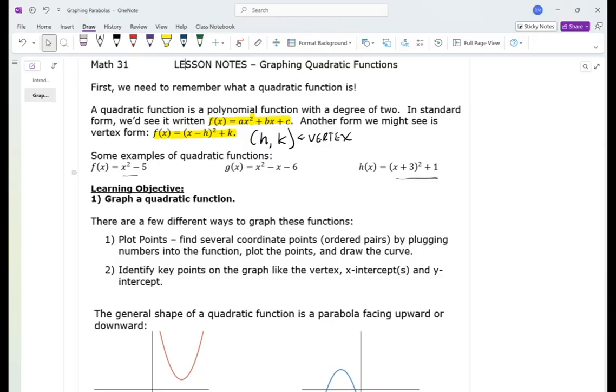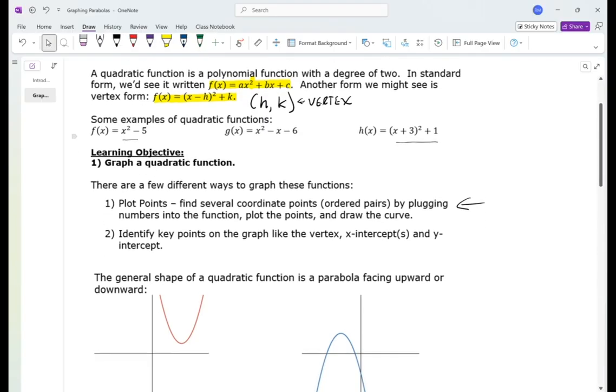There are two different ways that we can plot quadratic functions. We can either just plug in values for x, as I'm saying here. We just plug in the values that we choose for x, find the corresponding y values, and then plot the points and sketch the curve. Or we can identify key points like the vertex and the x- and y-intercepts to find the overall shape. So we're going to talk about both of those.